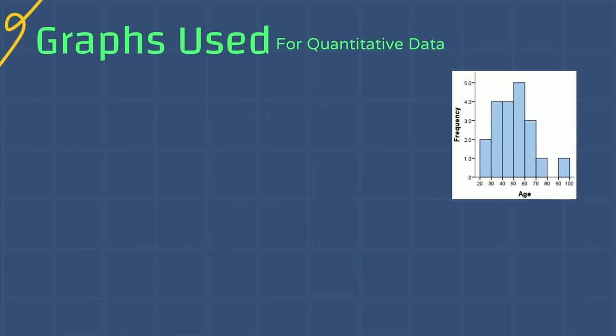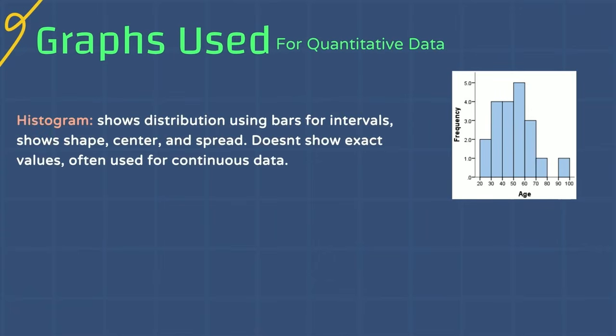Graphs used for quantitative data. Histogram shows distribution using bars for intervals. Shows shape, center, and spread. So essentially, we see the interval from 10 to 20. Any value between 20 and 30 would be in that height, which doesn't show each exact value, but it's good to see the shape and the center and the spread.